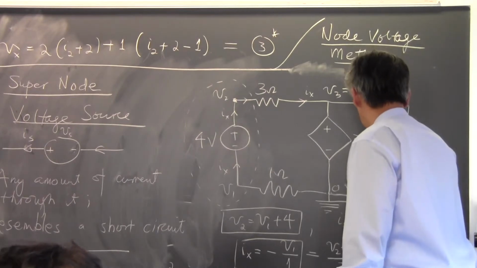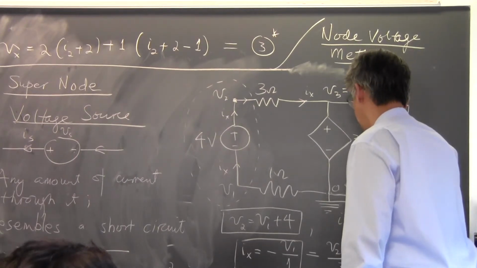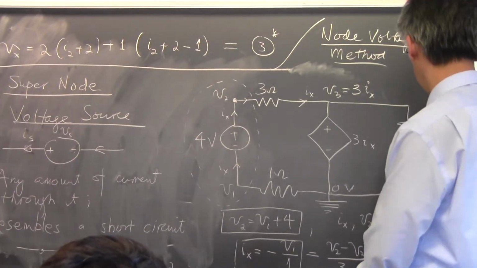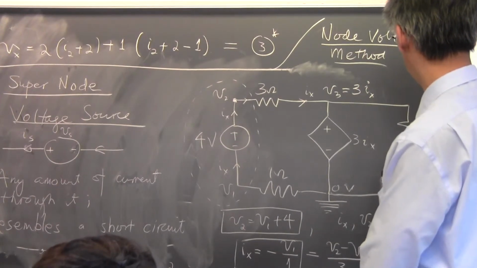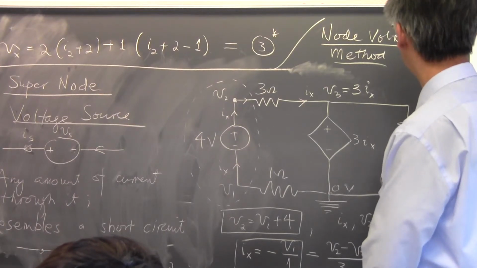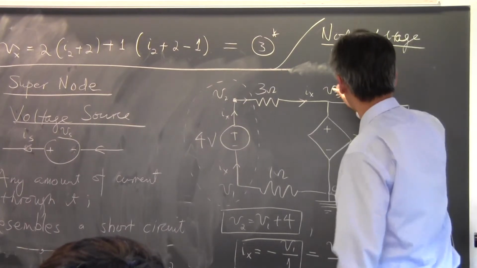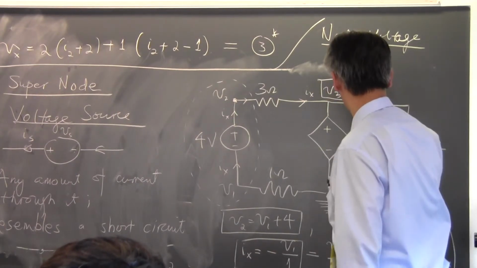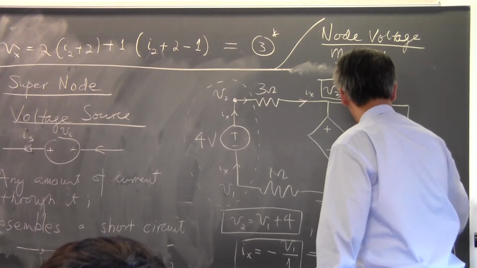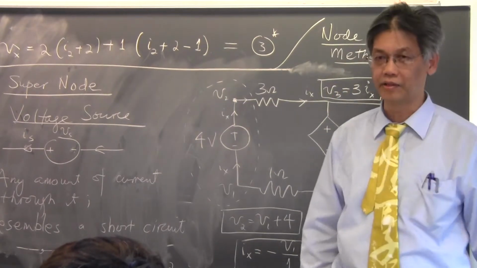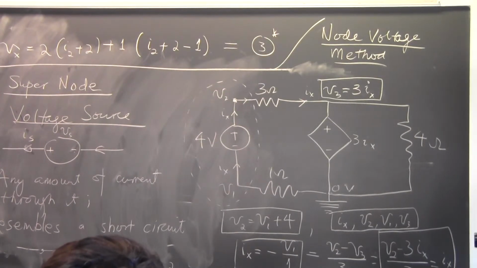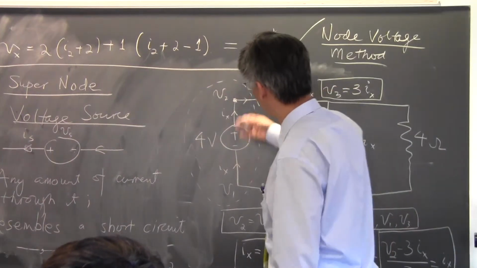Then I can use that to find V1, V2, and V3. Let me see, am I missing one equation? V3 is equal to 3Ix. That's right, I have this equation over here. So 1, 2, 3, 4 equations, and 4 unknowns. And I can solve for those 4 unknowns quite easily.